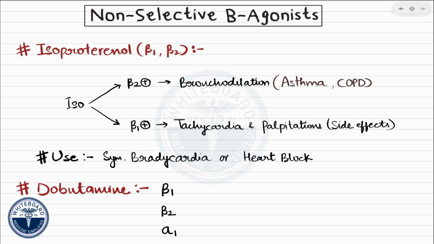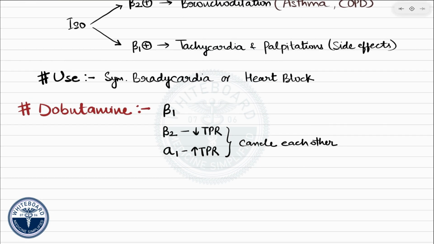As beta-2 receptor stimulation causes vasodilation, thereby decreasing total peripheral resistance, whereas alpha-1 receptor stimulation causes vasoconstriction, increasing total peripheral resistance. Since these opposing effects offset one another, total peripheral resistance changes very little. Therefore, the predominant effect of dobutamine is on the heart rather than the blood vessels.